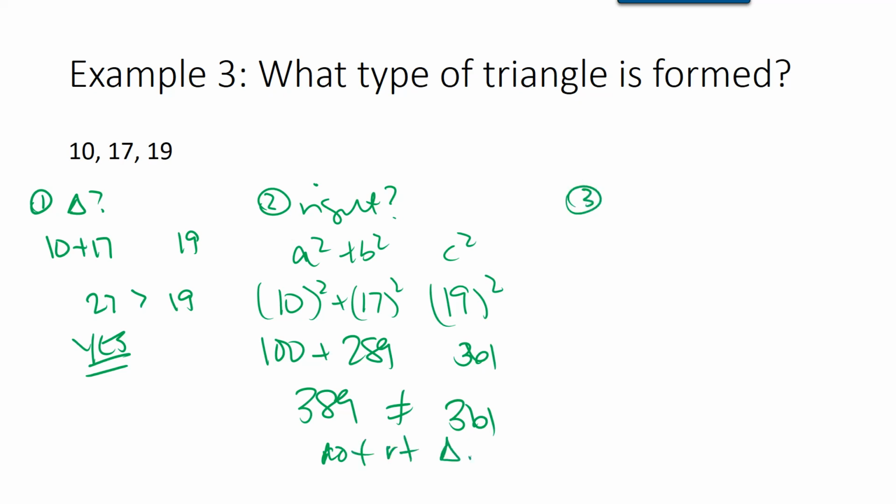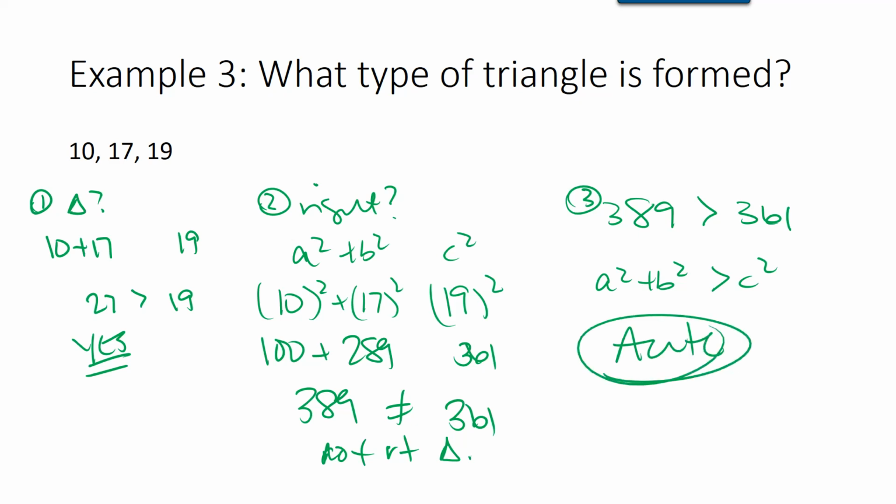That means step 3 over here, we're going to compare these two values, 389 and 361. Well, 389 is greater than 361. That means a squared plus b squared is greater than c squared. Since the c squared is the smaller one, a squared plus b squared is bigger, that tells us we have an acute triangle.